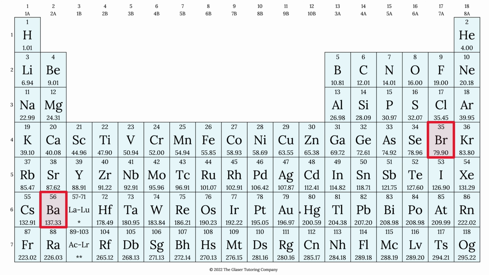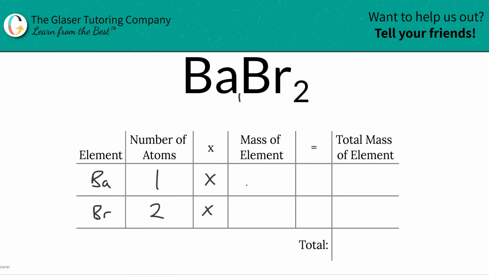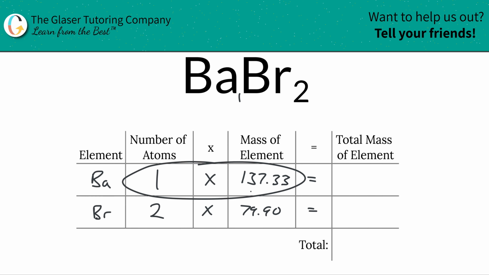All right, so let's write those values down. So for barium, we have a value of about 137.33. And then for bromine, we have a value of about 79.90. Then what we're going to do is we're going to simply take those values and multiply them together.